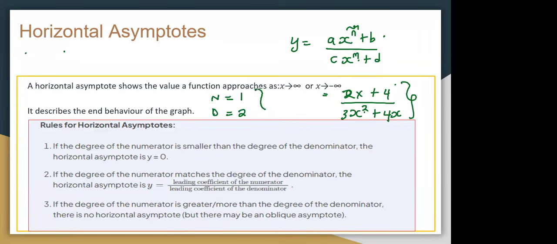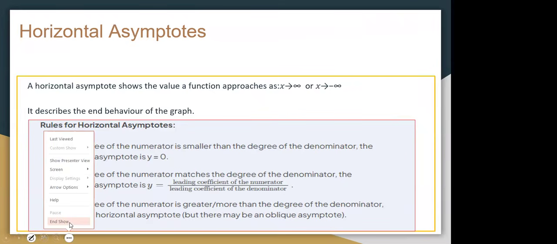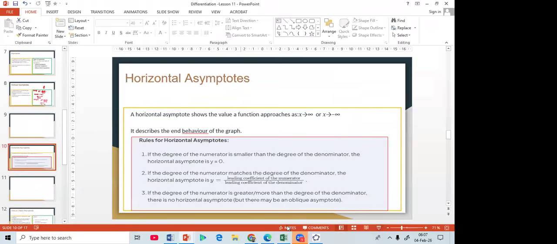Now, for such a case where the degree in the numerator is smaller than the degree in the denominator, our asymptote is 0. It does not exist. Then the third one. Now, those are the curves. Let me show you how those curves look like. Those are the curves where you were not seeing anything along the horizontal, like they were cutting each other.